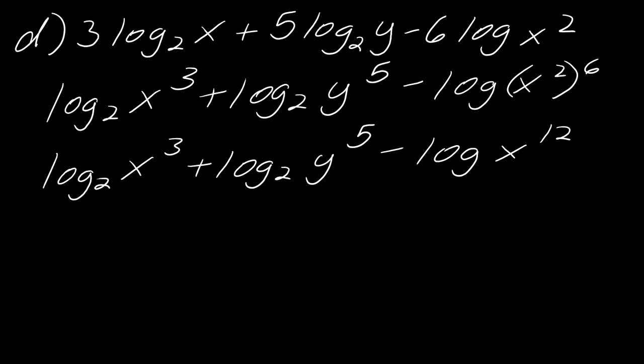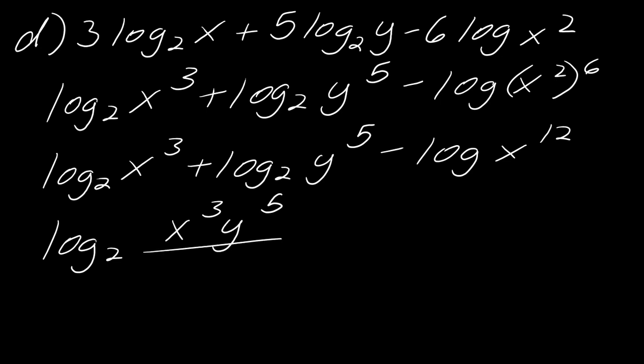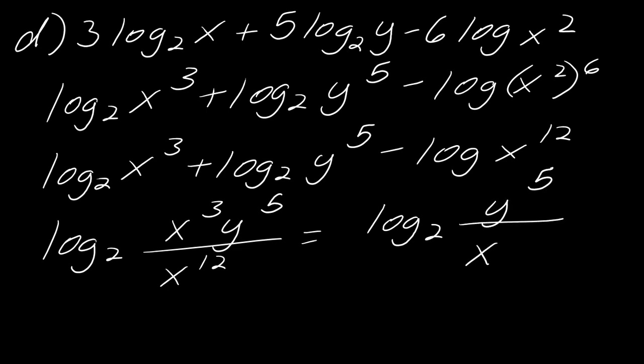Okay, so now I can go ahead and write these two parts on top and this part in the bottom. So my single logarithm will look like this. I have log base 2 of x to the 3rd, y to the 5th, over x to the 12th. And like I said, sometimes you can actually simplify these farther. So now we actually want to do that. So the final way that I can write this will be y to the 5th over x to the 9th. That will be how that simplifies.